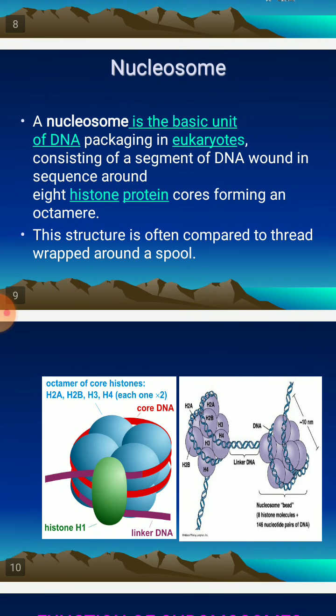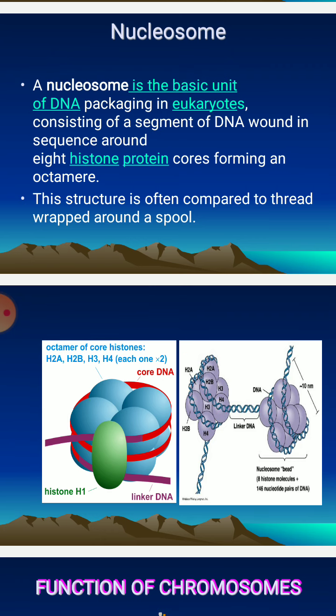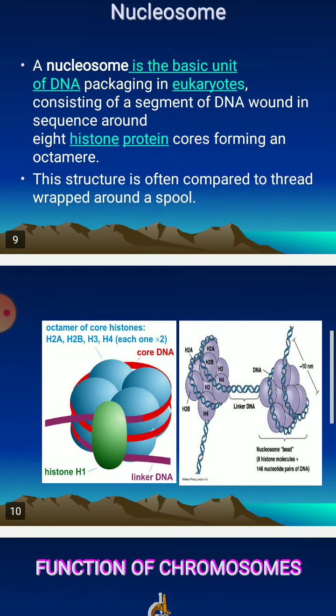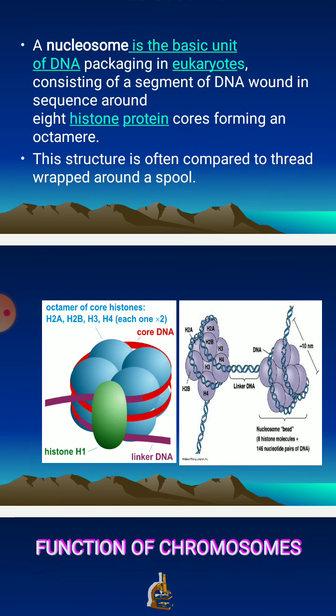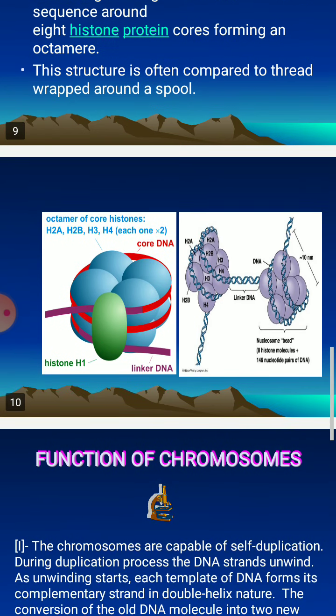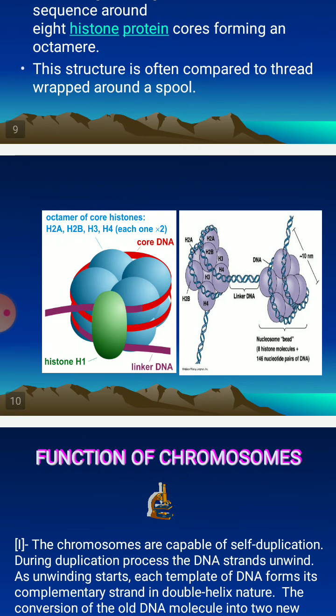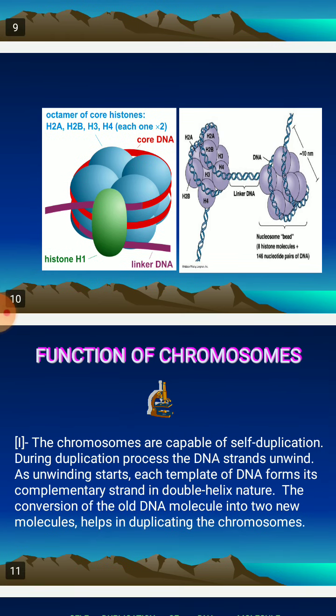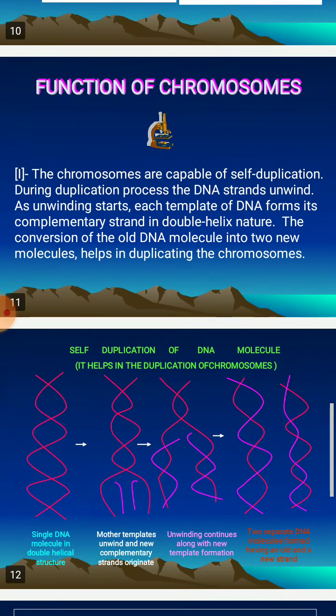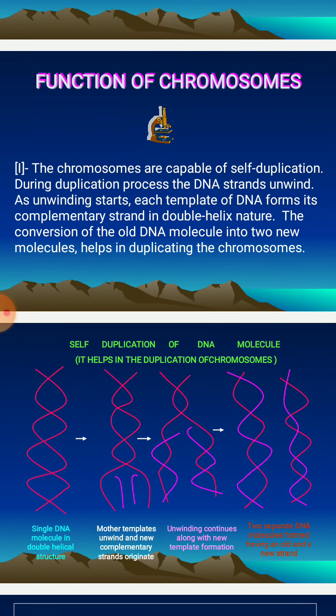If we talk about the nucleosome, a nucleosome is the basic unit of DNA packaging in eukaryotes, consisting of a segment of DNA wound in sequence around 8 histone protein cores, forming an octamer. Octa means 8 and mer means unit. This structure is often compared to thread wrapped around a spool, as shown in your diagram. Core histones are H2A, H2B, H3, H4, each one two copies.